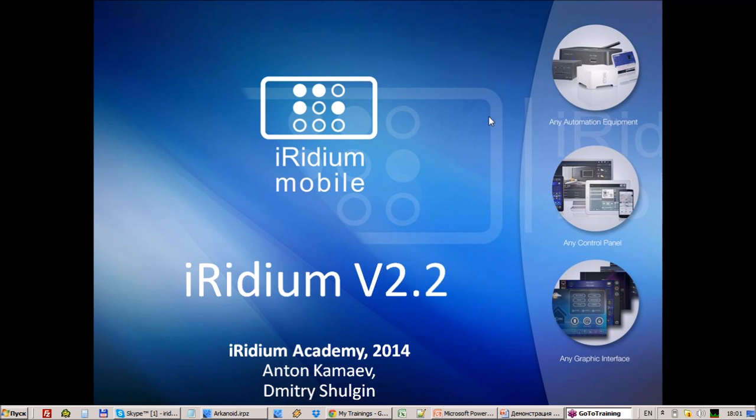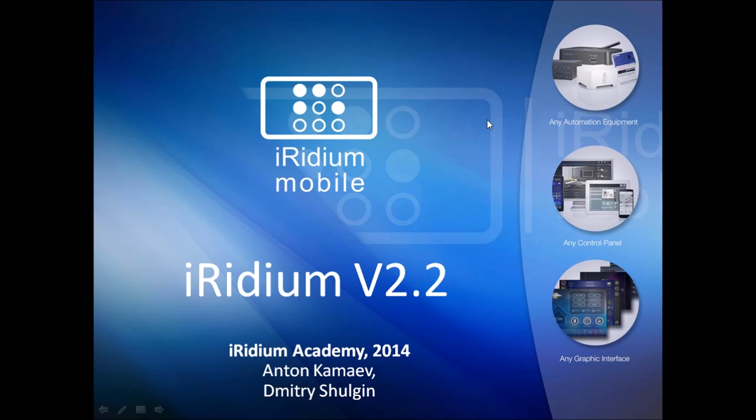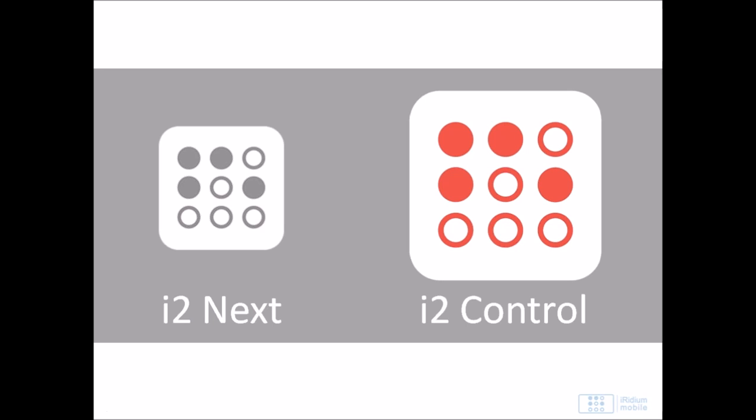So, yeah, today we are going to speak about the new version, iRidium 2.2, that will be released officially in September. The estimated release date is September 22nd. For the moment, we have iRidium version 2.2 available for testing with i2Next. It's available at the App Store for your Apple devices, and you can also get the new version from our website, from the download section.